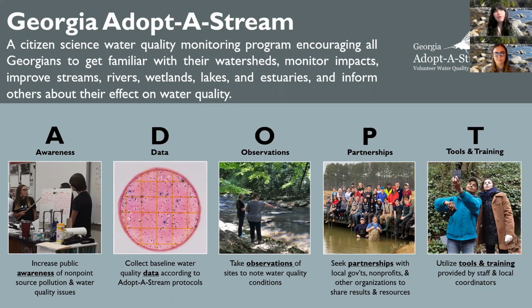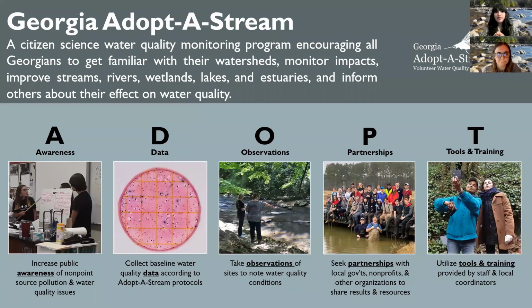O stands for observation. An incredibly important part of monitoring is being aware of the area around you and making careful observations. Just by noting what you see or what you smell at your site, a sewage spill or another pollutant source could be found way before you even start taking your first sample. So it's important to note any changes that you see over time, because these represent impacts on water quality as well.